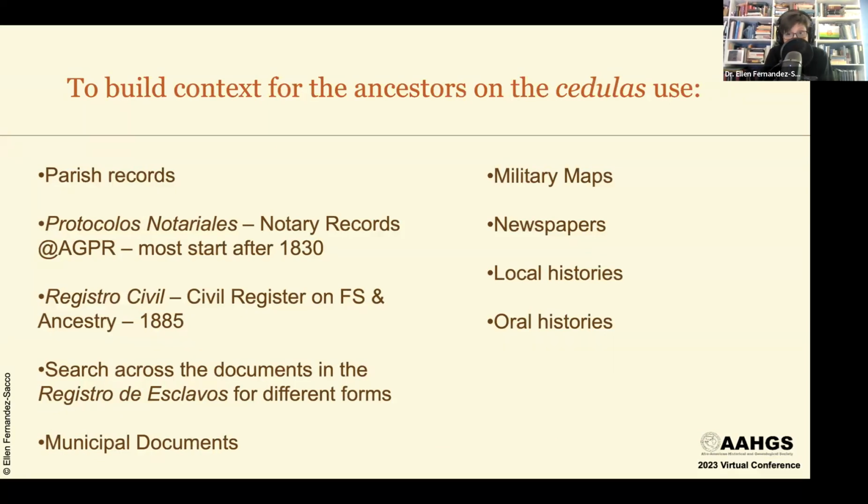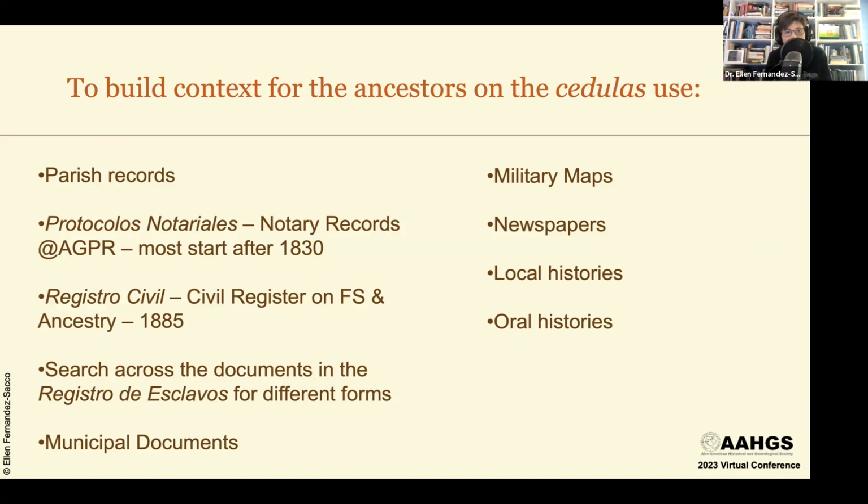So to build context for the ancestors on the cedulas, you want to use everything you can get your hands on, frankly. You want to use parish records. You want to use protocolos notariales, even though the earlier ones, the ones that we have access to, most of them because of conditions, start after 1830. This will give you information on sales of property and sales of people as well.